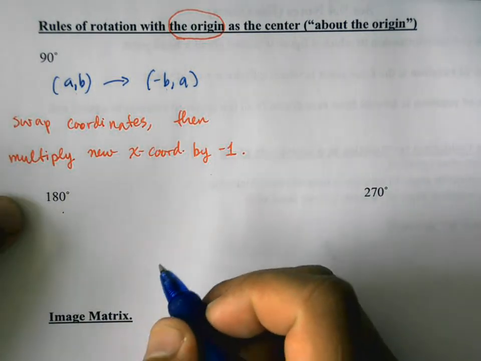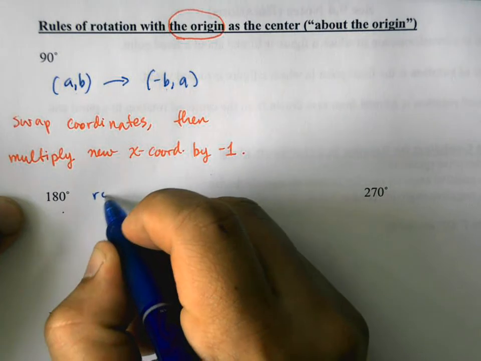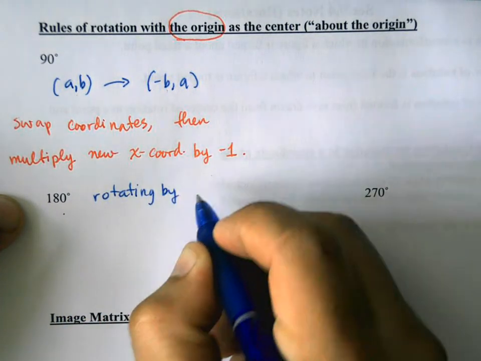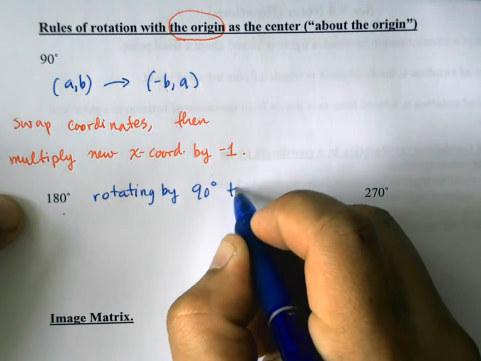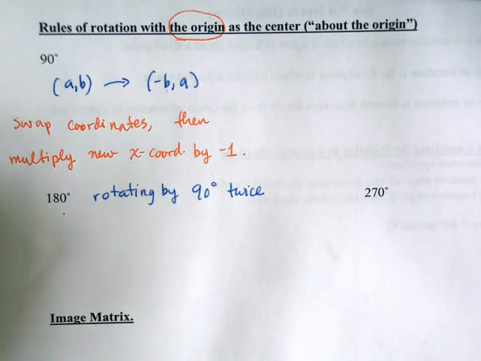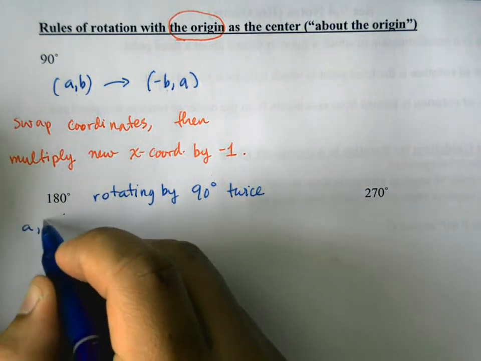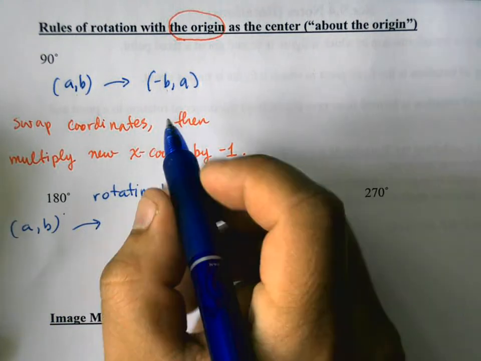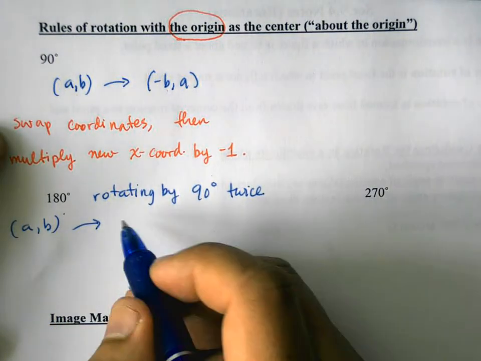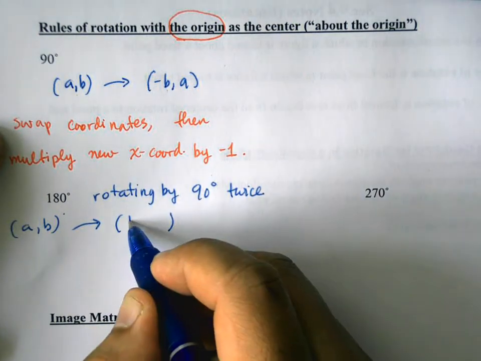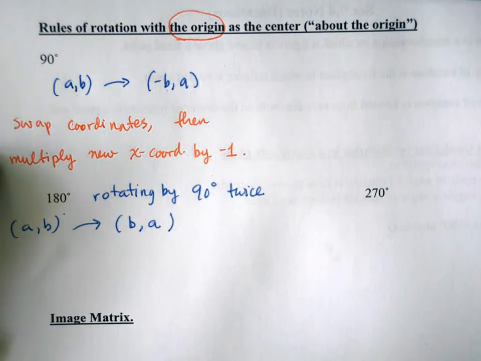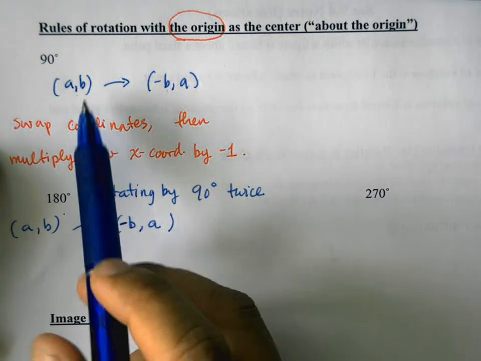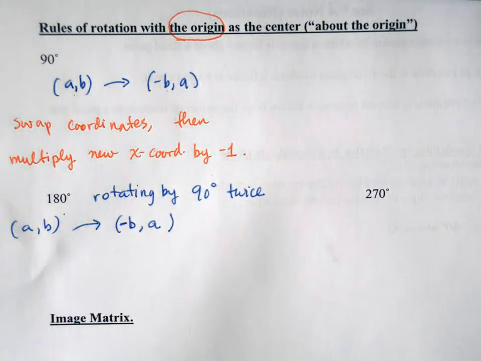So the trick to looking at 180 is that what you're really doing is you're rotating by 90 degrees twice. Okay, so we're doing this 2 times. So let's start out at first (a, b), and if you rotate it 90 degrees, then you employ this rule. Swap the coordinates, then multiply the new x coordinate by -1. Okay, so that means we've rotated it 90 degrees.